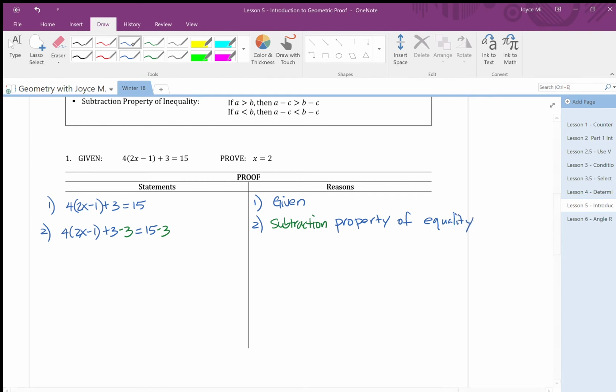Well, in algebra, the next step we call simplify. 3 minus 3 here is 0, and 15 minus 3 is going to give me 12. So I'm going to rewrite the previous expression using a simpler expression. 4 times 2x minus 1 is equal to 12. Notice that from step 2 to 3, I'm rewriting the same thing. 15 minus 3 gives me 12, so I replace it with 12. 3 minus 3 is 0, so I replace it with 0, which I don't have to write. I replace the same thing with a different expression.